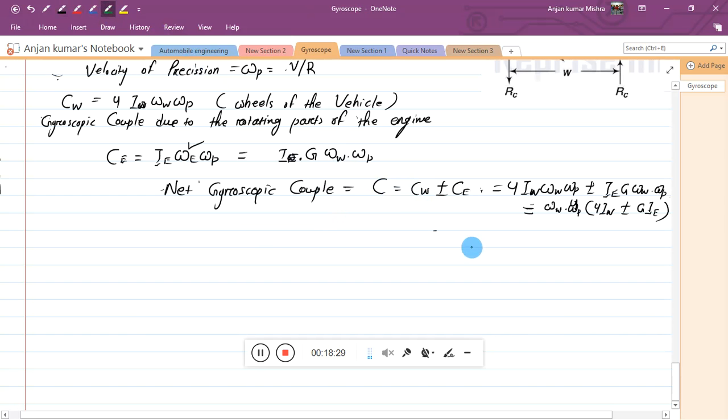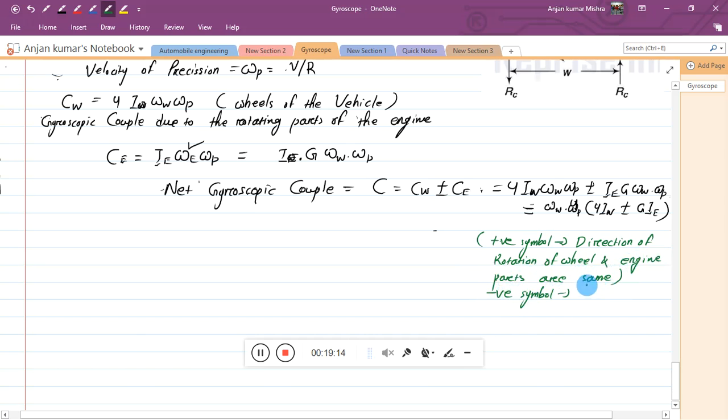Okay, यहाँ पे लिख देता हूँ, that is positive symbol signifies direction of rotation of wheel and engine parts are same. Okay, negative symbol, direction will be, okay, short में लिख रहा हूँ, direction will be opposite. किस किस के बीच, that is the wheel direction and the engine parts direction. Okay, so इतना मतलब लिखूंगा तो समझ में आ जाएगा मुझे जितना लगता है.